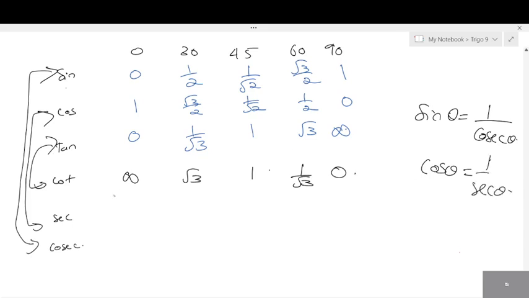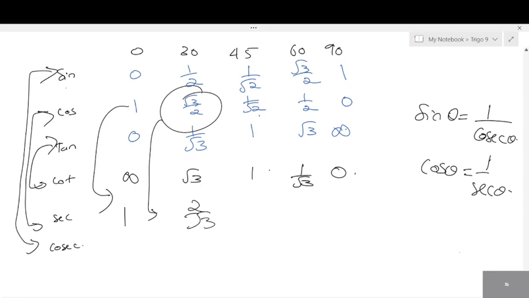Now, if you want to find the sec value, reciprocate the cos value. If you reciprocate 1, what do you get? 1. Root 3 by 2. What is the reciprocal of root 3 by 2? 2 by root 3. Then what's the reciprocal of 1 by root 2? Root 2. Next, 2. Then undefined.